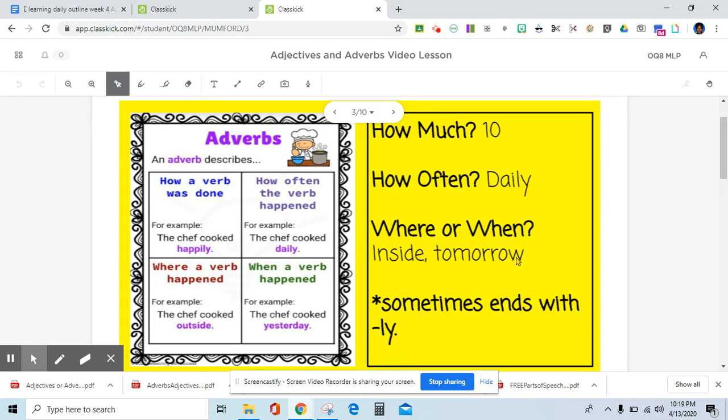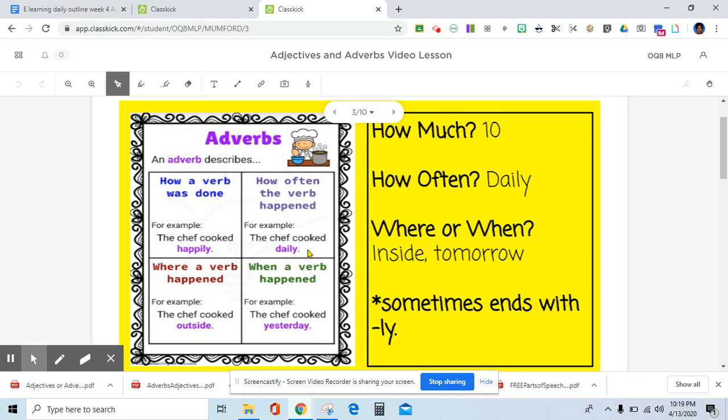So adjectives are words that describe a noun, which is a person, place, or thing. An adverb describes a verb, which is an action word. It can tell how a verb was done, or how an action was done. For example, the chef cooked happily. Cooked is the verb. How did he cook? He cooked happily.